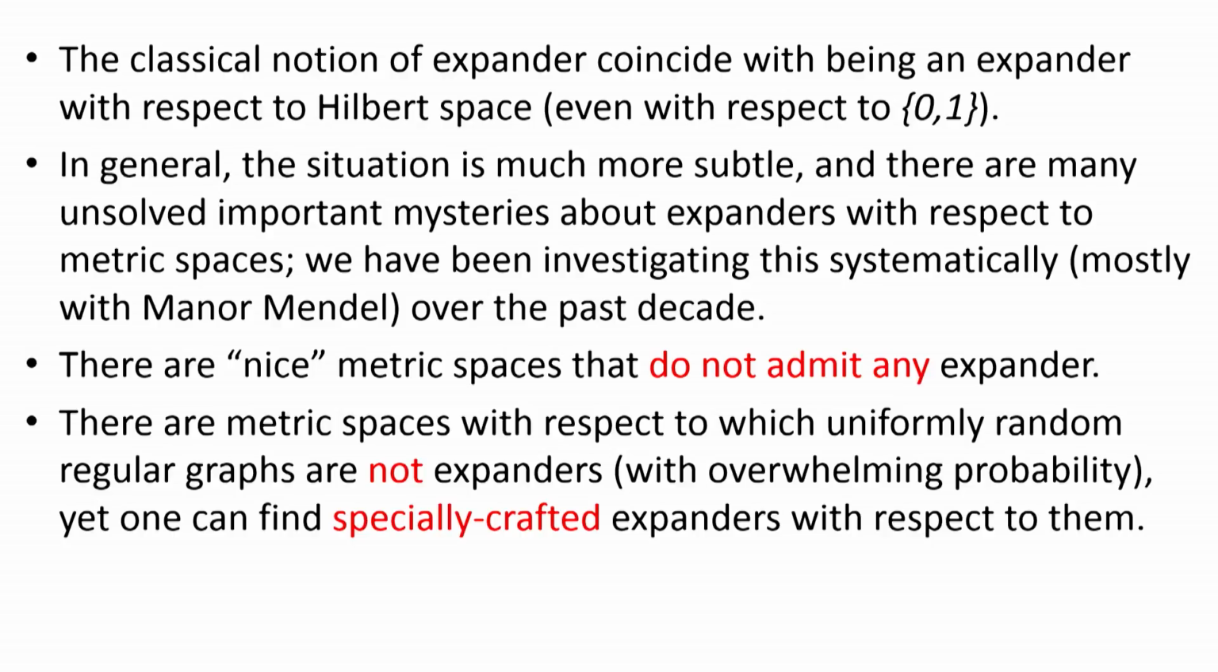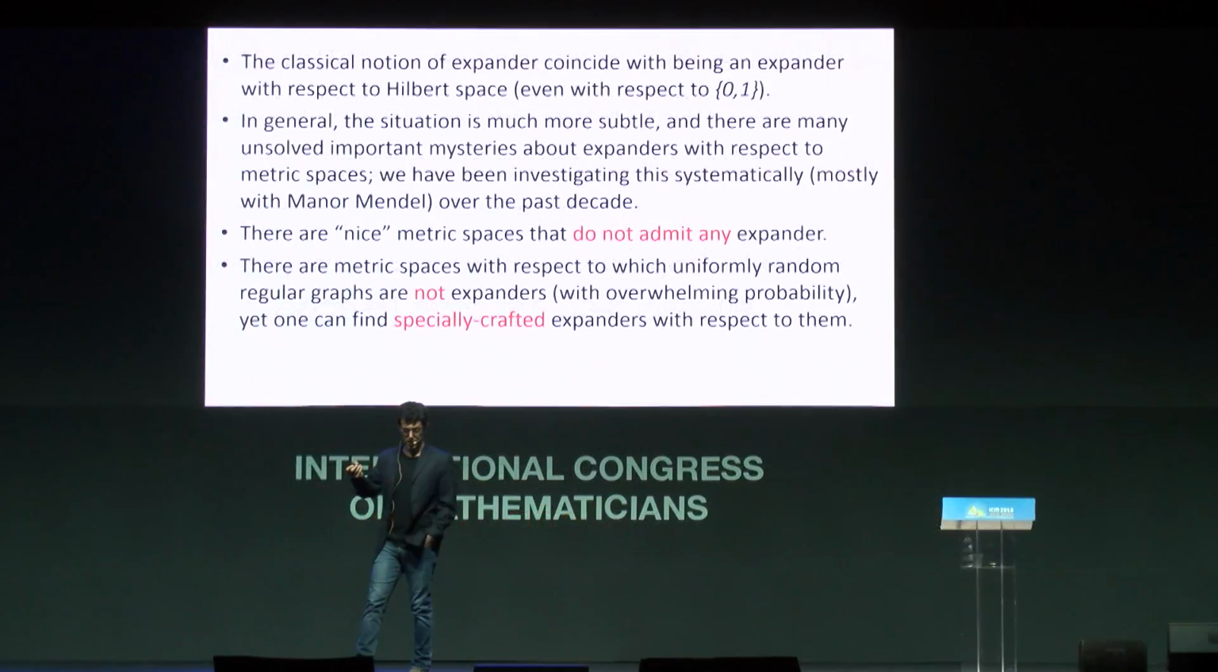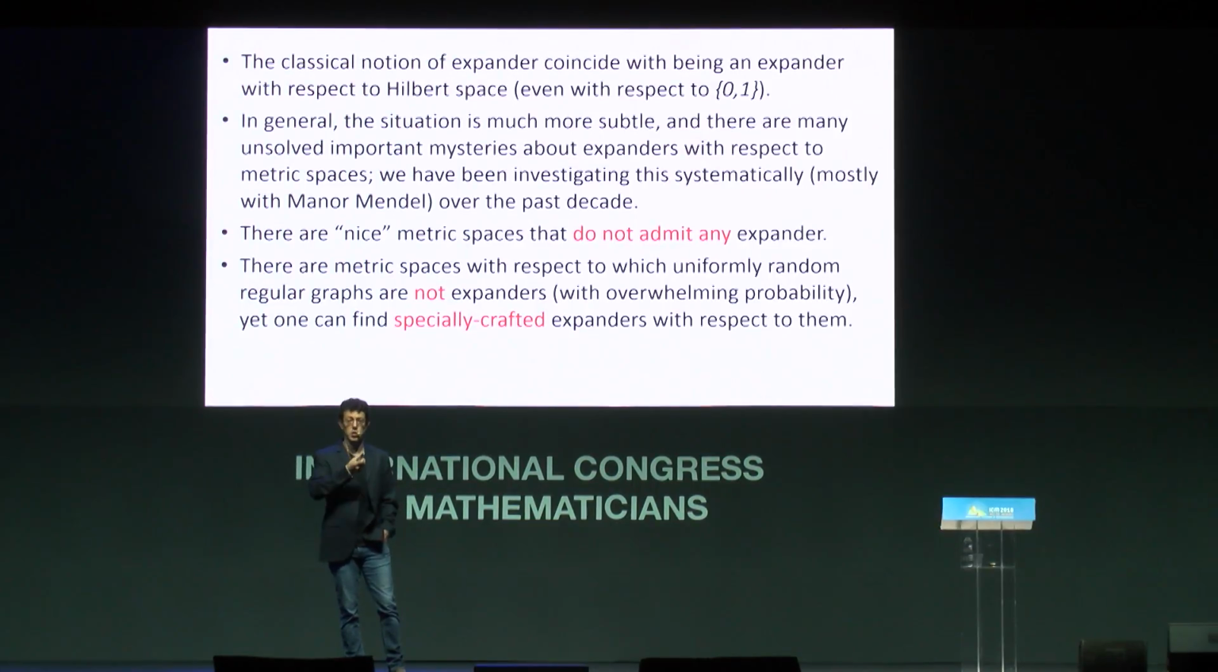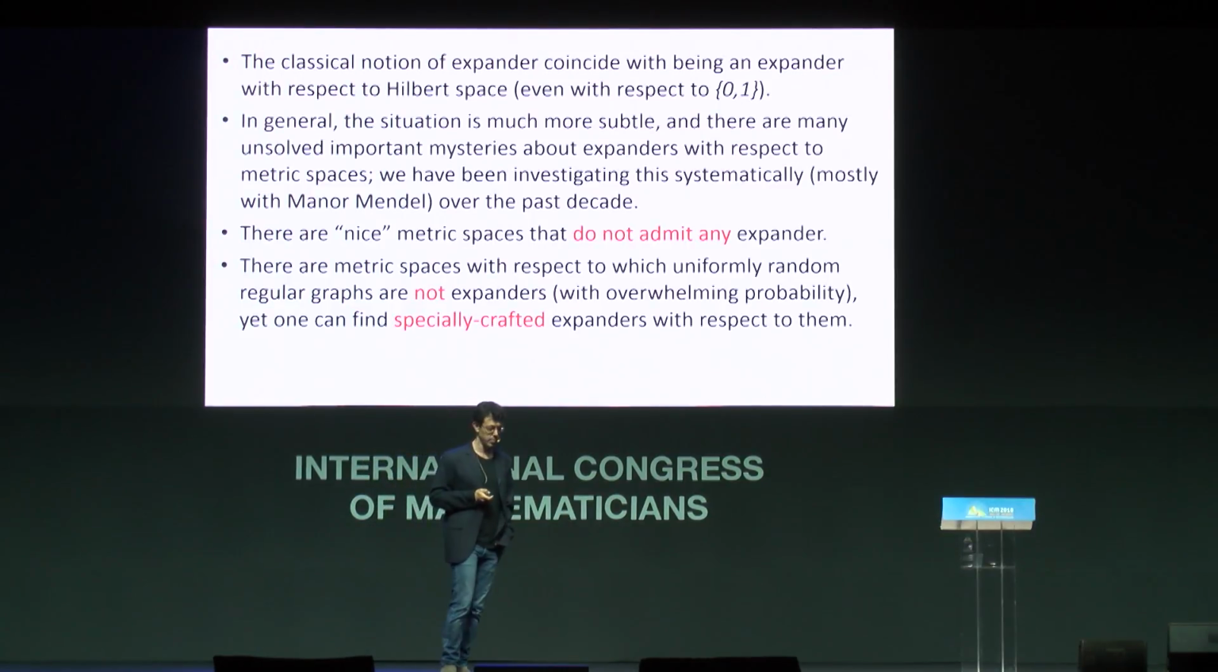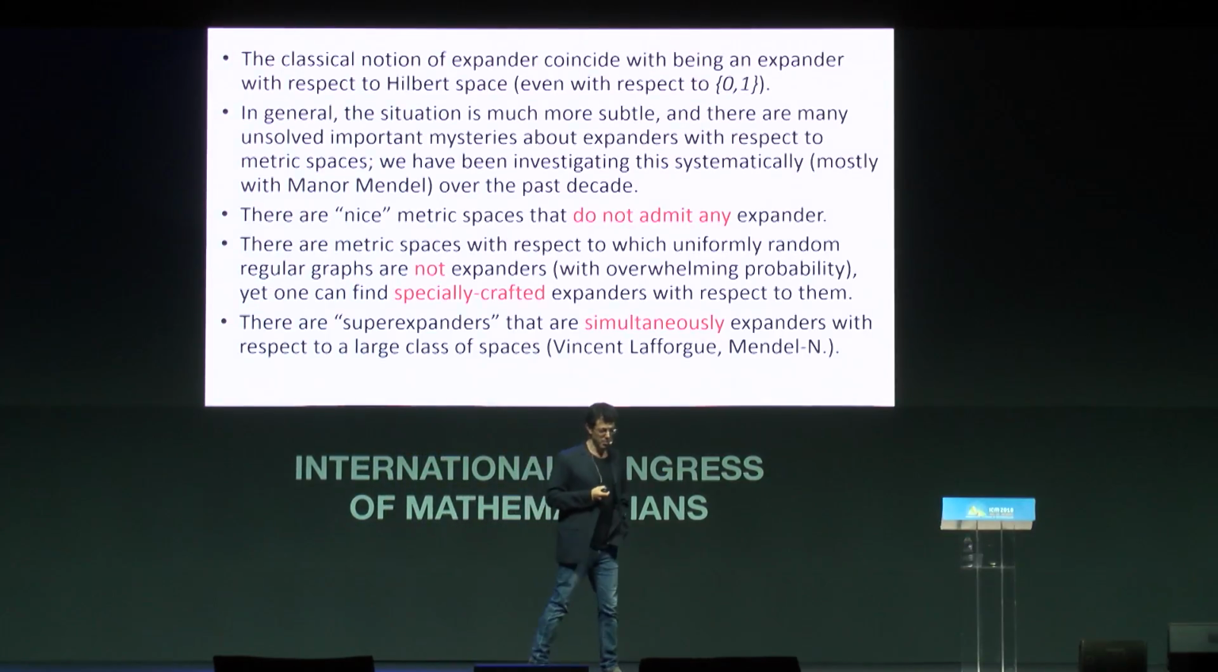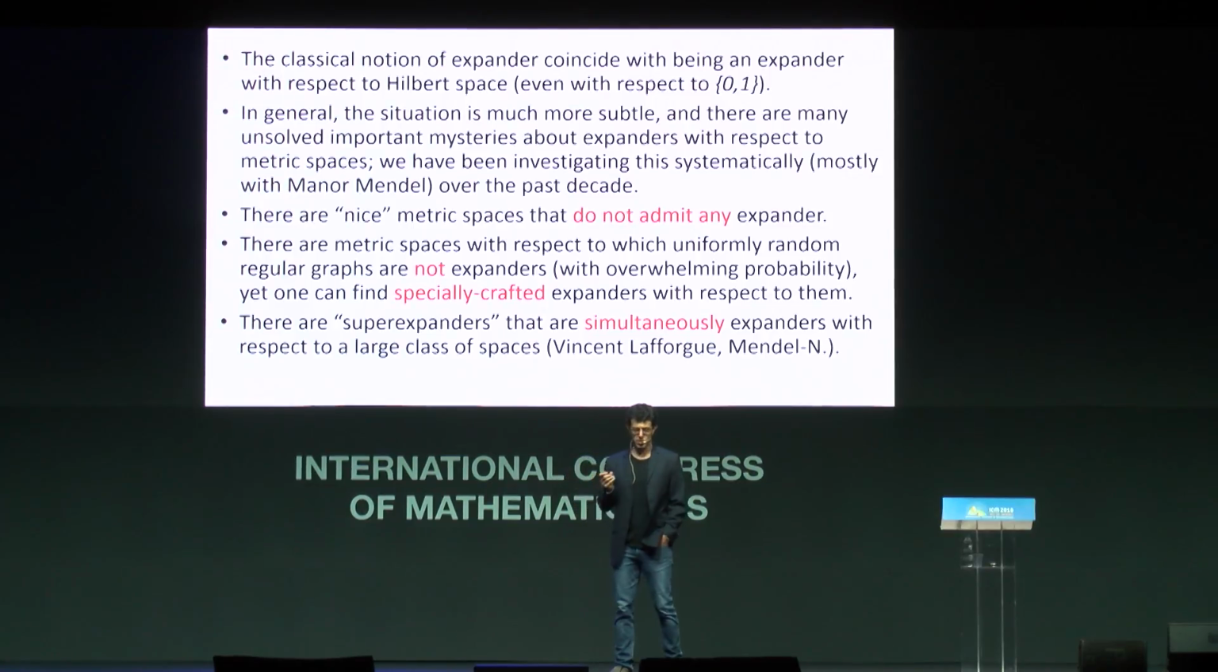So this intuition that random is best in combinatorics is false in this situation. Nevertheless, there are specially constructed expanders with respect to these geometries. So they're special, and a uniformly random object will not have this property. There are even what we call super expanders, which are expanders which are simultaneously expanders relative to many very different looking geometries. There are actually two constructions.